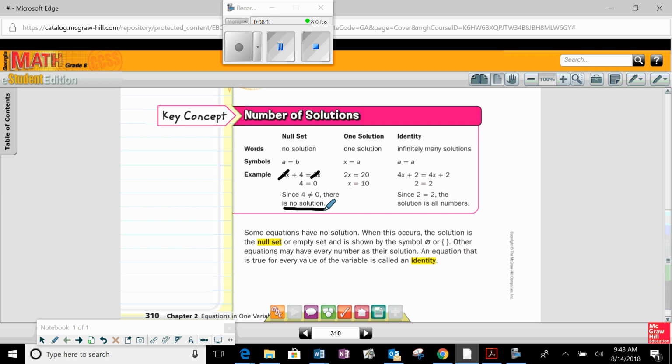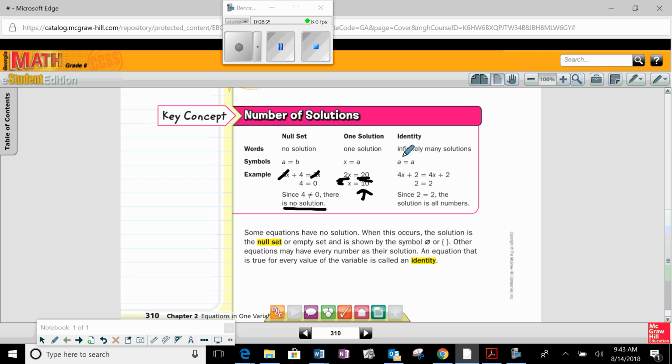You also have the option of having one solution. So that is where x equals a number. So in this equation, 2x equals 20, we had to divide by 2, and we got x equals 10. That means the only solution is 10, so that's a one solution answer.